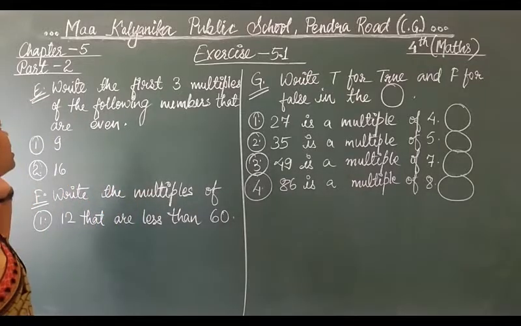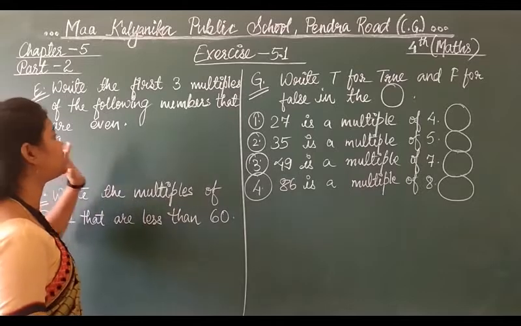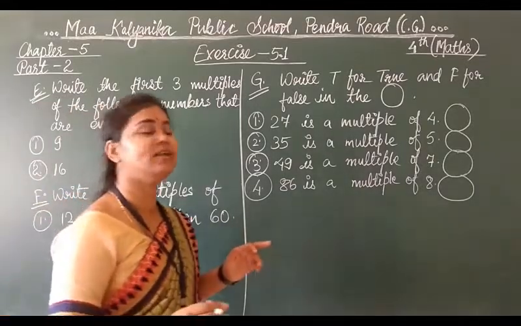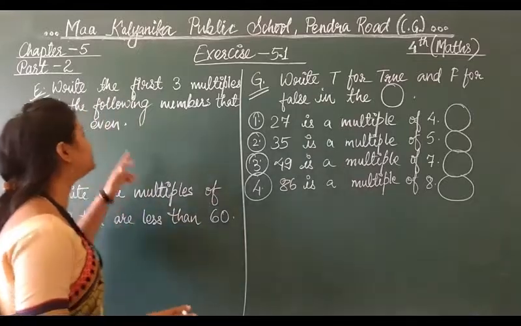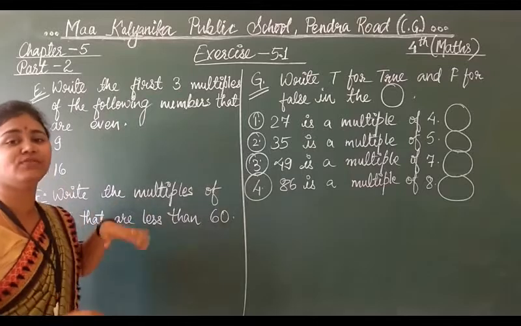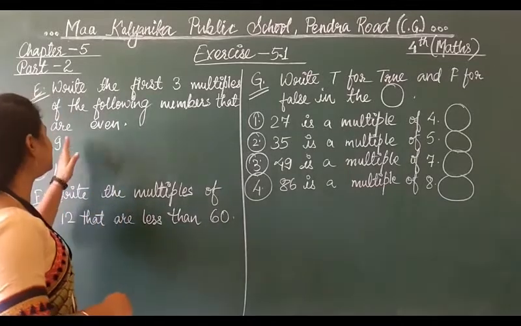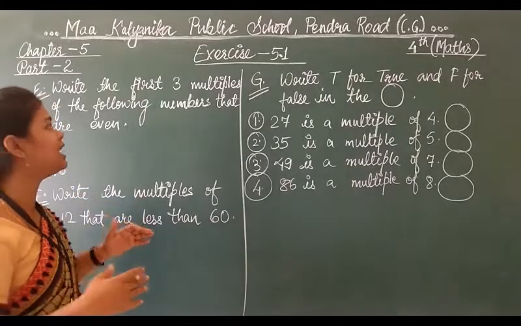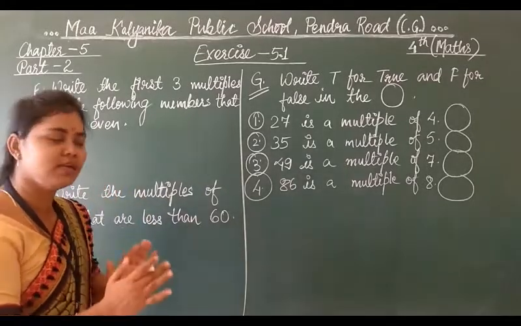See students, question number E of exercise 5.1. What is the question? Write the first three multiples of the following numbers that are even. In question number D, students, we found the first three multiples of the given number that are odd. But here in question E, it is given which are even. So we have to find the multiples first, which means we have to read the table of 9. We have to multiply with 1, 2, 3 like that, and we have to see if they are even. We will take the first three such numbers.